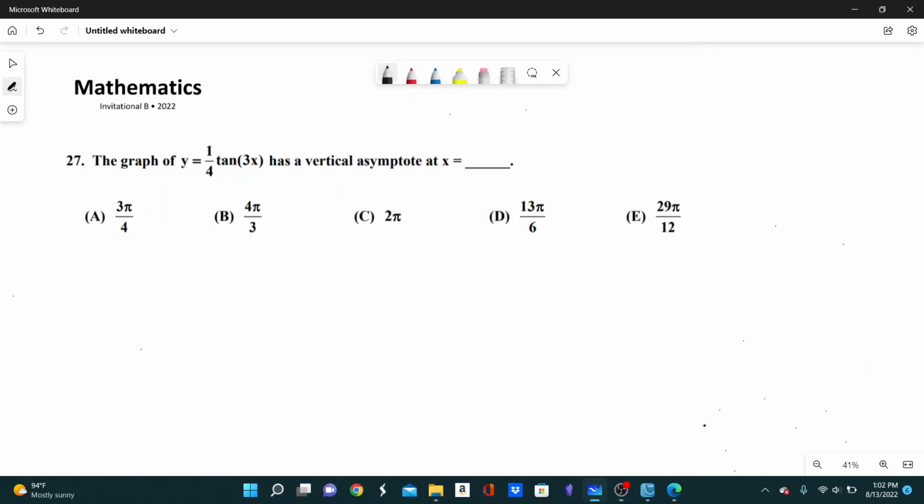Number 27. The graph of y equals 1/4 tangent of 3x has a vertical asymptote at x equals what? So this is kind of worded a little bit weirdly. It says it has a vertical asymptote at this value, but in fact, tangent graphs really have an endless number of asymptotes because it's a repeating function.